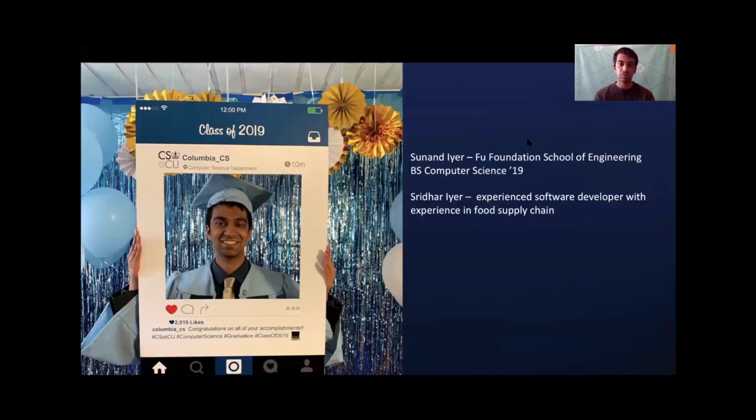Before we continue, I want to talk about who we are. I am a graduate of Columbia University. I received my undergraduate computer science degree in 2019 from the Fu Foundation School of Engineering and Applied Sciences.